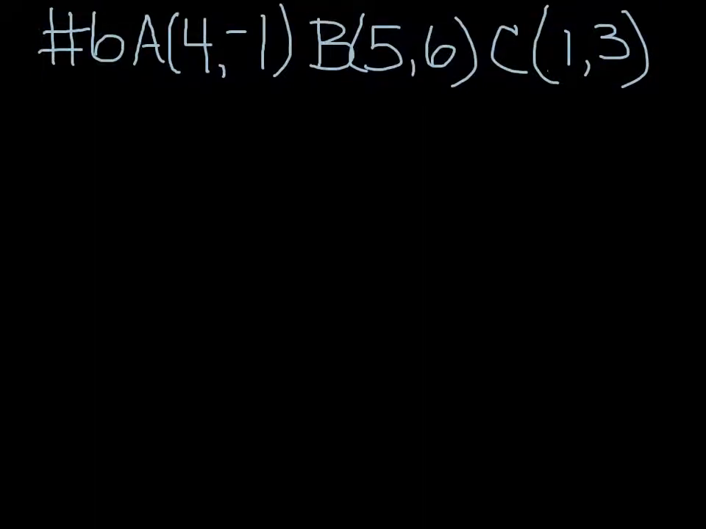Okay, so my problem is number 6, and it is to prove that A, B, C makes an isosceles triangle when you graph the points. So first, what you're going to have to do is use the distance formula to figure out the length of all the sides and decide whether it is an isosceles triangle or not. So what you have to do first is find the distance for all the sides.